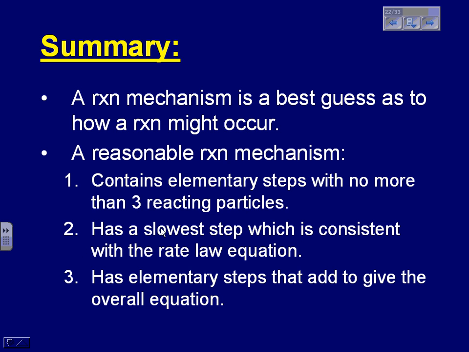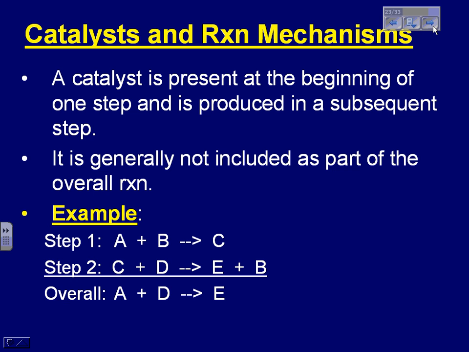So therefore, we want our theoretical slowest step to have the same rate law as our experimental one determined in the lesson where we were calculating rate laws. And it has elementary steps that add up to give the overall equation. If they don't add up to give the overall equation, well, then it just doesn't make any sense. All right, let's look at some examples here.